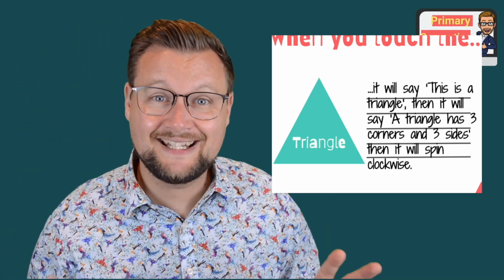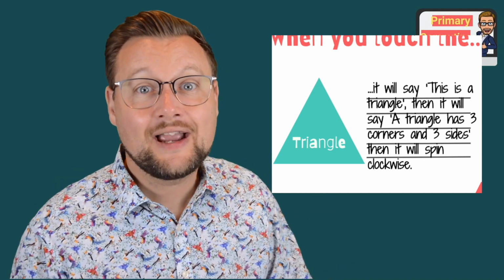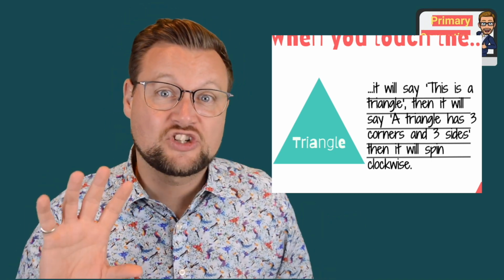Brilliant! Wow, we're flying through this today. Now, the second and final task for you today is to turn your algorithm into code. So let me show you how I added the code for the triangle, which I showed you earlier. Let me just remind you that my algorithm for that triangle said that when somebody touches it, it's going to say this is a triangle, it has 3 sides and 3 corners, and then it was going to spin clockwise. So let me show you how I coded that in ScratchJr.